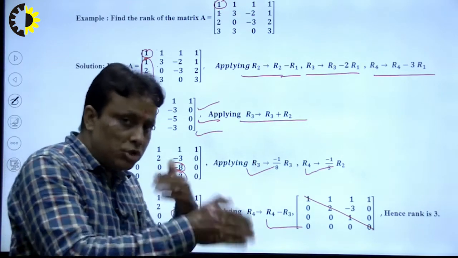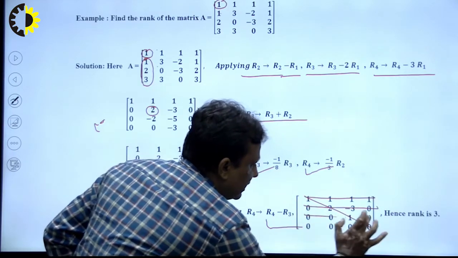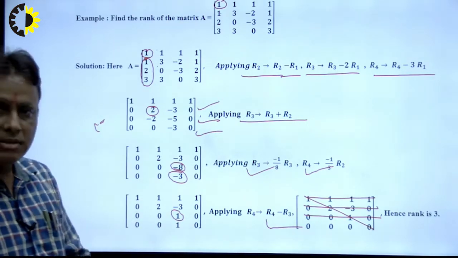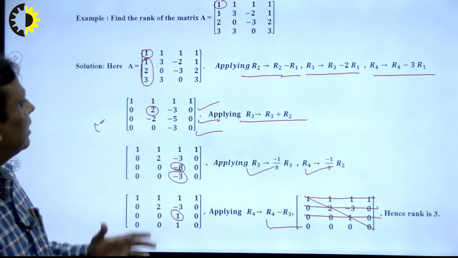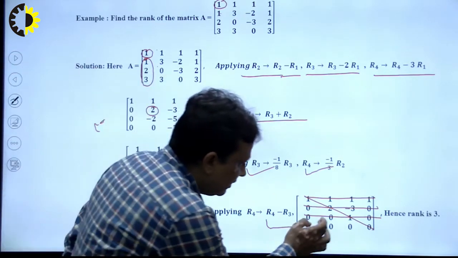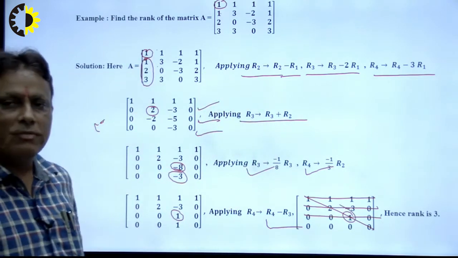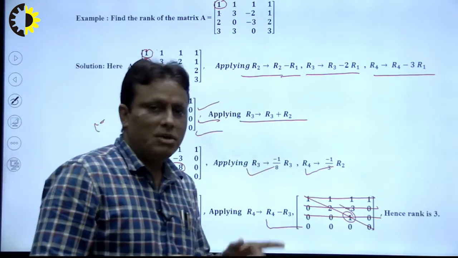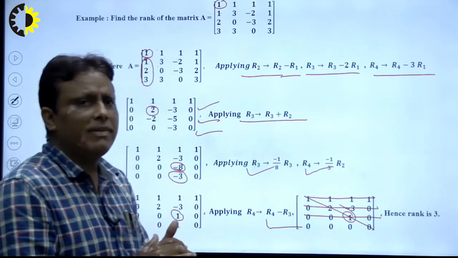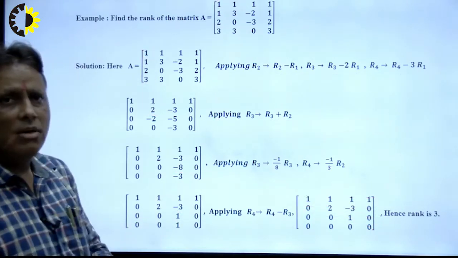So, the number of non-zero rows. First non-zero row, second non-zero row, and this is the third non-zero row. So the rank of this matrix will be 3. Suppose in this example, after the calculation, the result is that this will be 0. So what will be the rank of this matrix? The rank of this matrix will be 2 here because there are only 2 non-zero rows. So in this way we find the rank of the matrix by using echelon form.